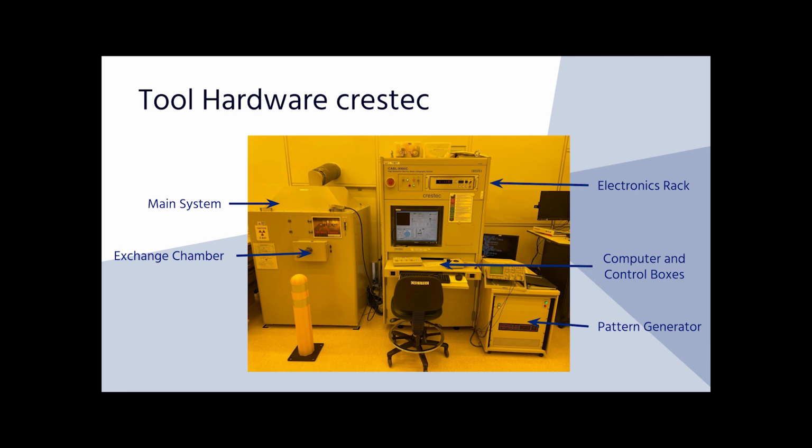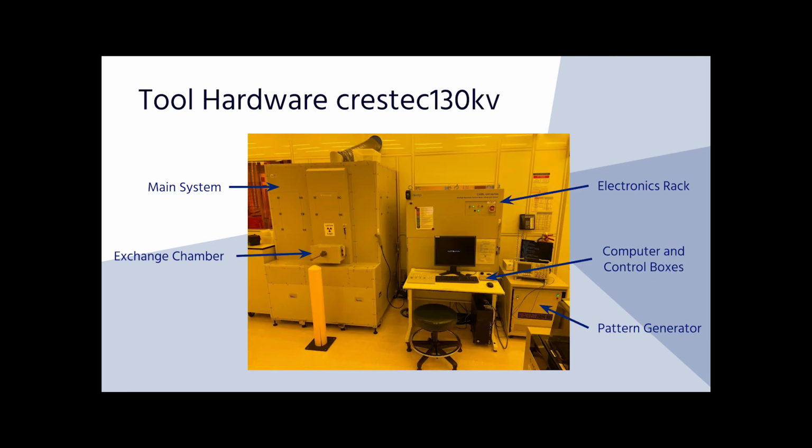And at the very right, we have the pattern generator. The setup for the Crestek 130 kV is nearly identical to the Crestek tool. The most obvious difference is that everything is just a little bit bigger. As with the little Crestek, the main system is on the left with the exchange chamber in the front. The electronics rack and the computer controls are next, with the pattern generator at the very right.